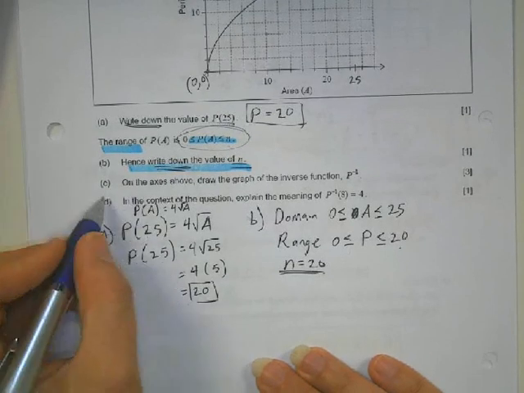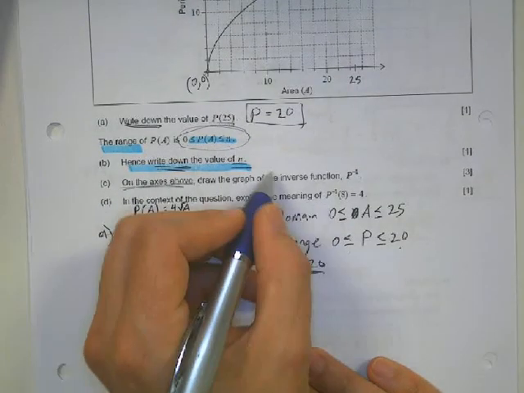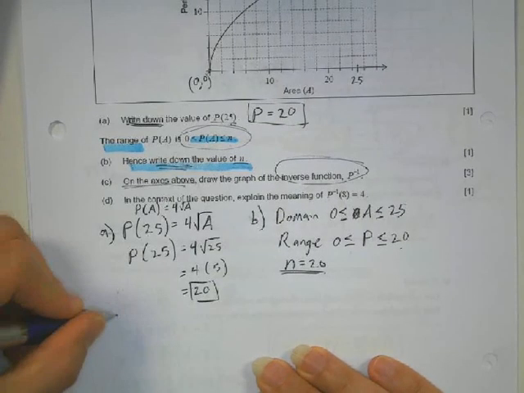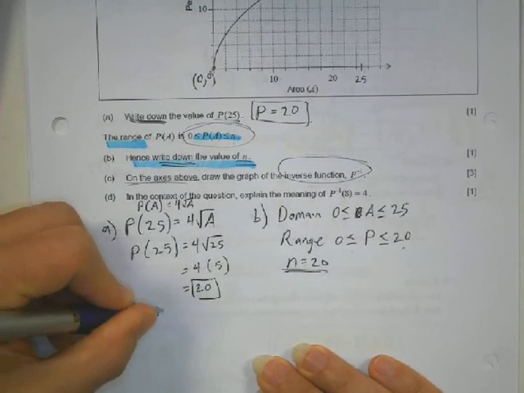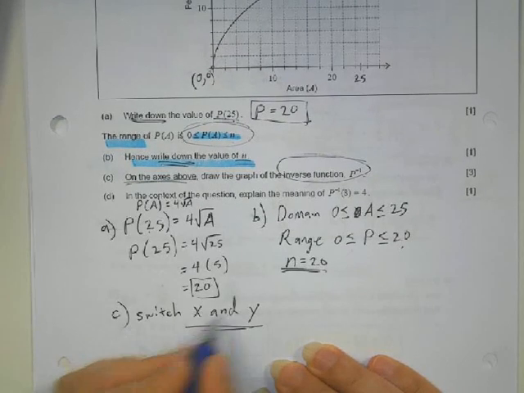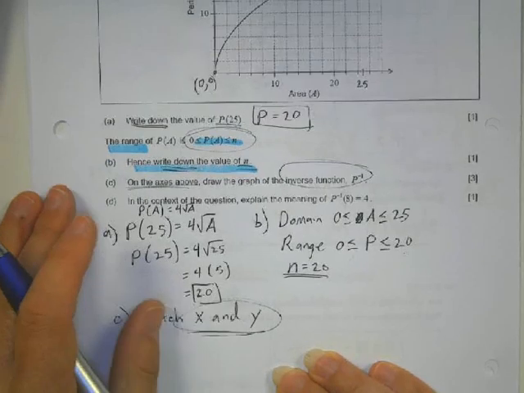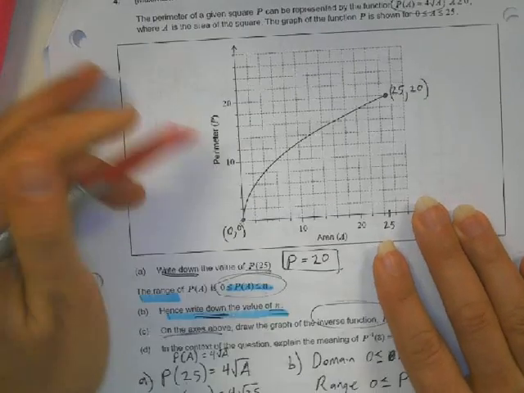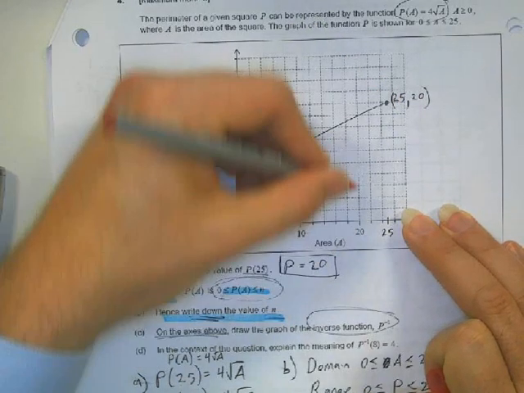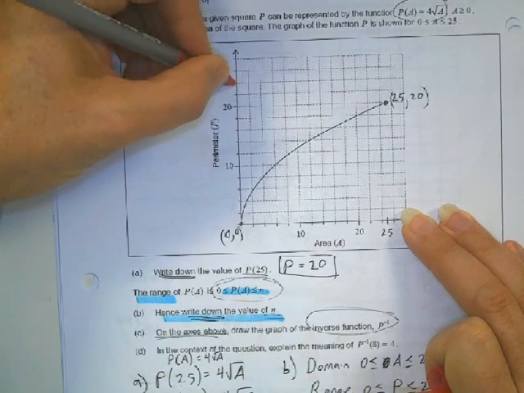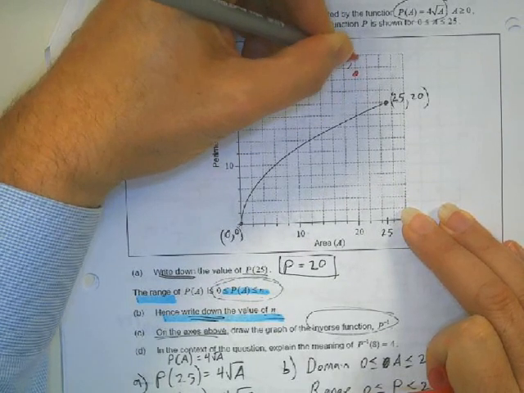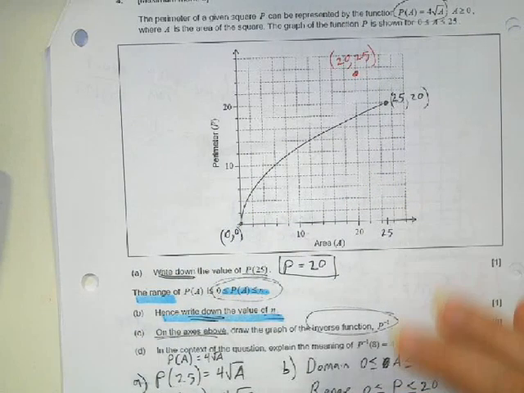On the graph above, draw the inverse function. If I'm going to draw the inverse, remember that we switch x and y coordinates. So my new point is going to be 20, comma 25. So we go 20, right there, 20, comma 25. Let's see if we can find some other points here.